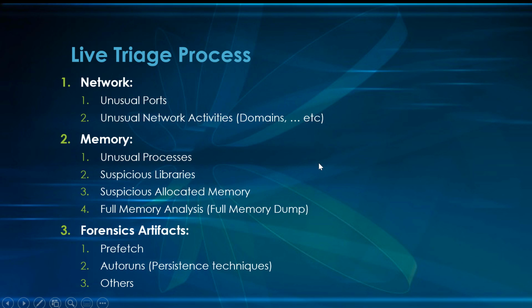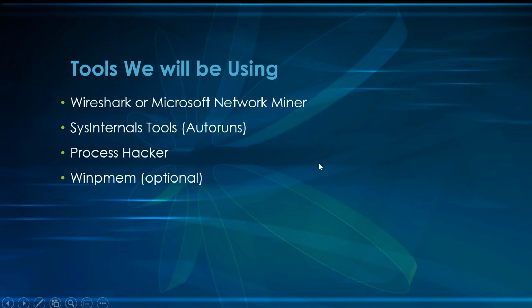We will go into a demo very soon. But I just want to mention the tools that you will need in order to replicate this demo. The first is Wireshark or Microsoft Network Miner. System Internals tools. We will use Autoruns as one of the tools from System Internals. Process Hacker, it's a really great app. And optionally, you can use WinPmem to take a full memory dump and investigate that using Volatility.